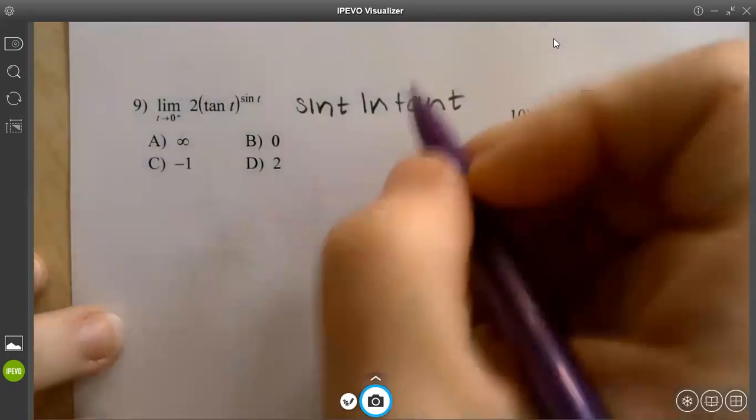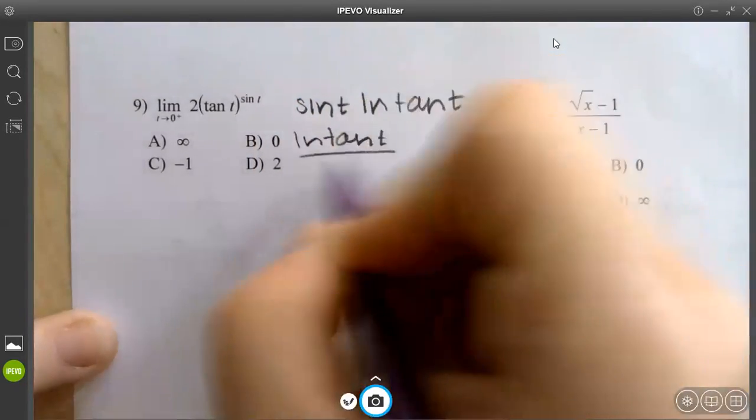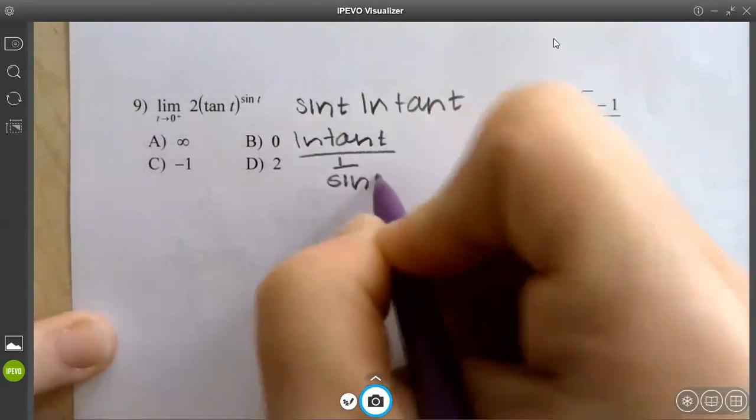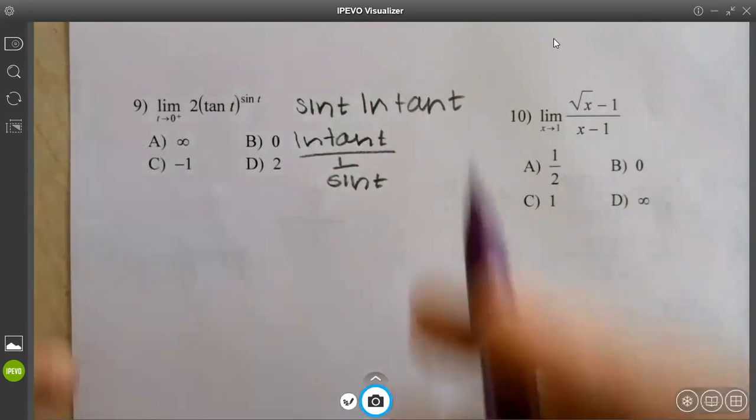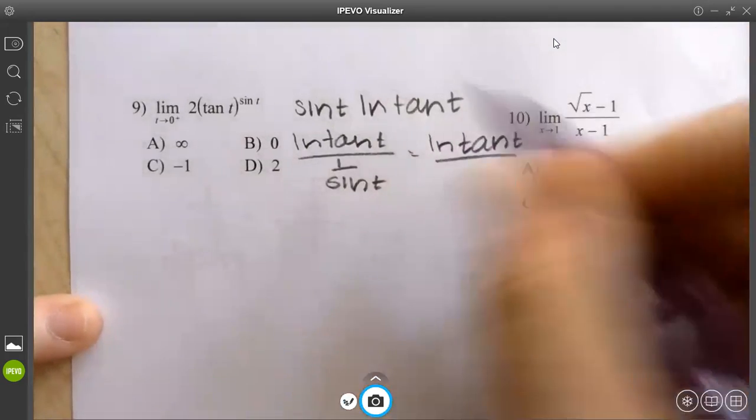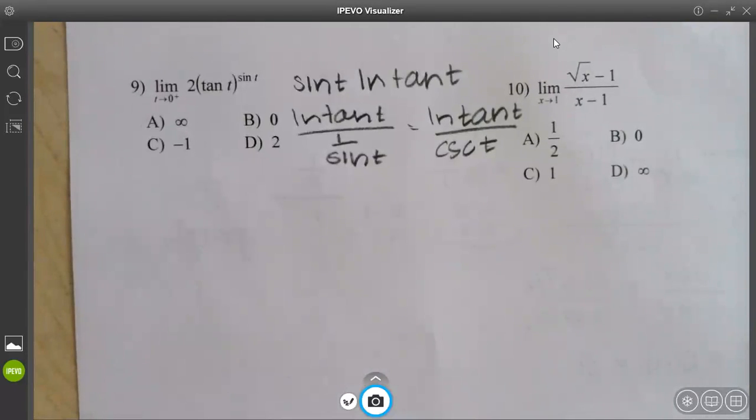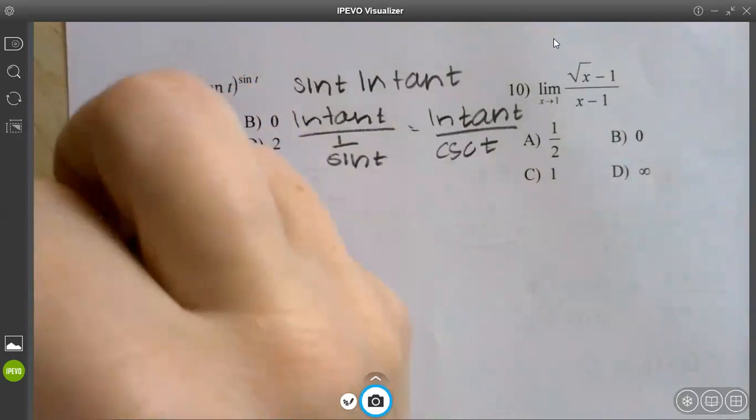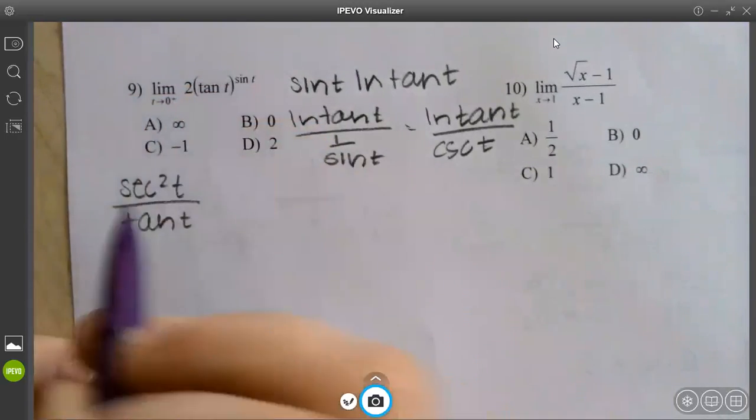I'll get it. Okay. So we're going to change it. And that sine is going to go on the bottom, and we can rewrite it with a -1 power. We can rewrite it like this. We can even write it as what? I should have changed it to X. Keep going, derivative. Secant squared over tan.